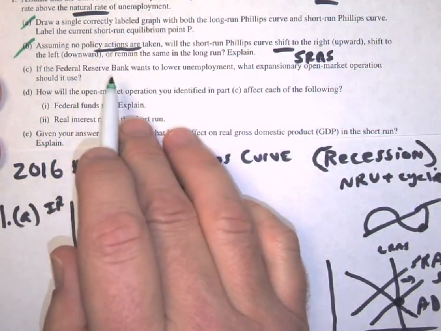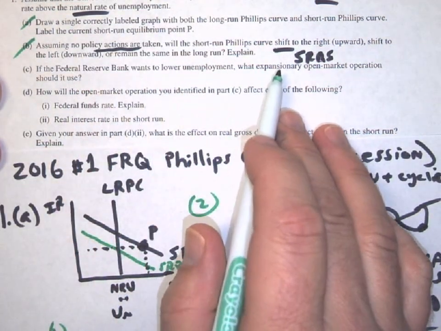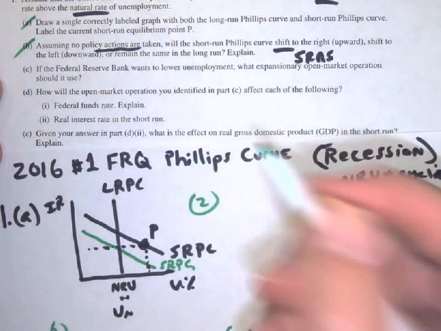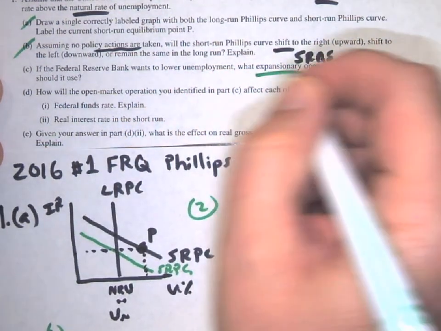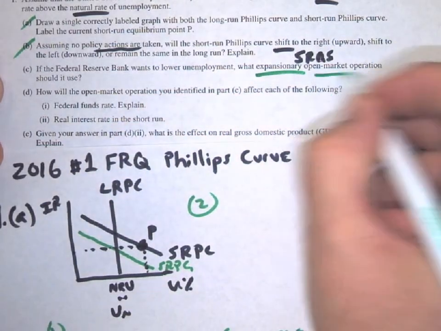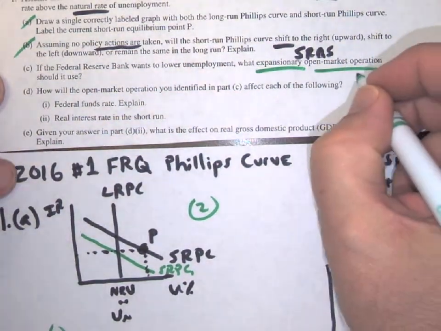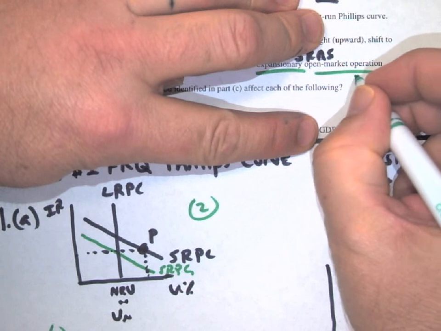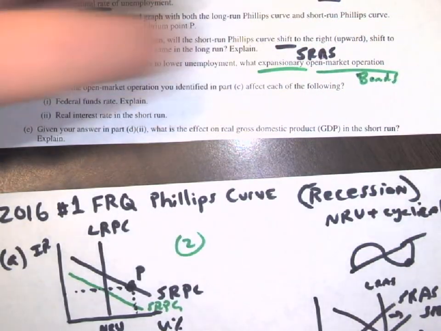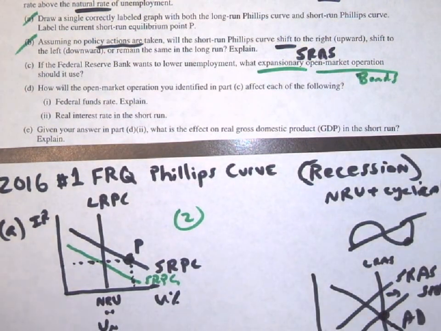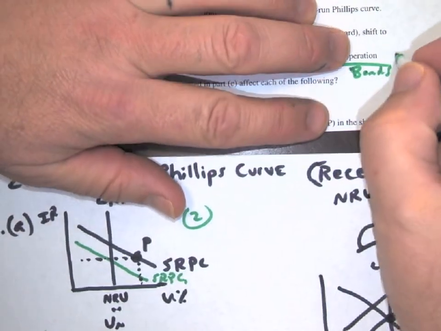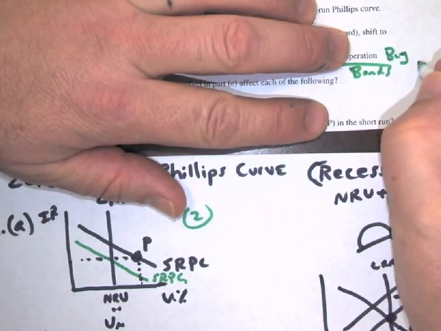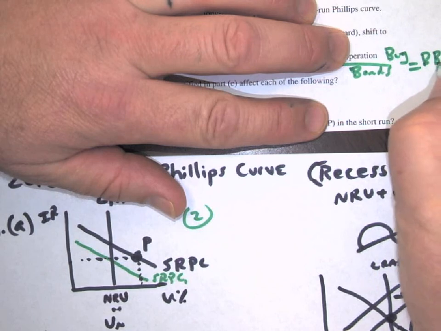If the Federal Reserve Bank wants to lower unemployment, what expansionary open market operation should it be? Look, got my green marker already. So, expansionary, okay? Then open market operation, that is bonds. Always think bonds. And if something's going to expand, it's going to get bigger, isn't it? So what is our thing? We want to buy bonds and make big bucks. So I want to buy bonds equals big bucks.